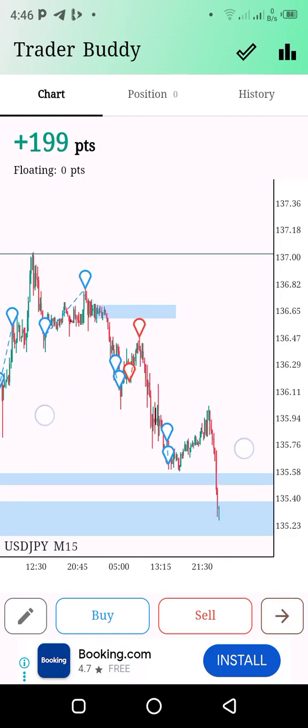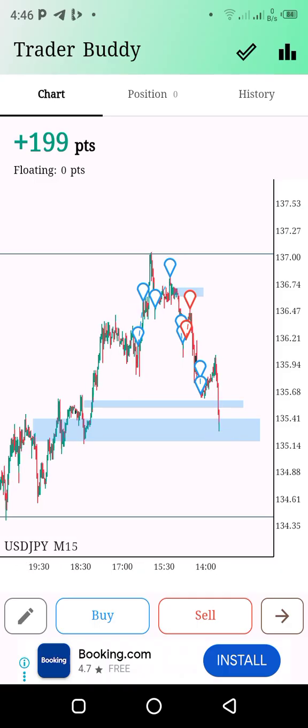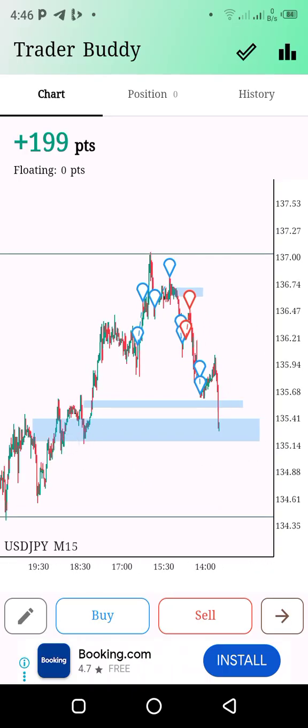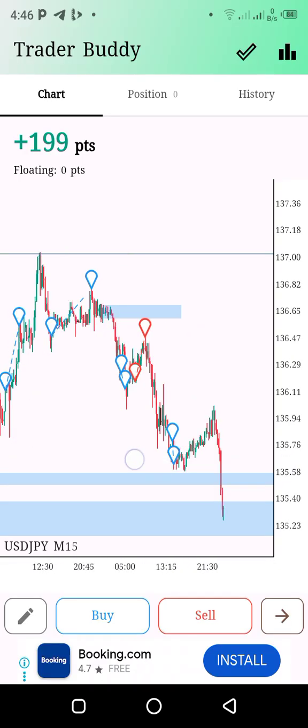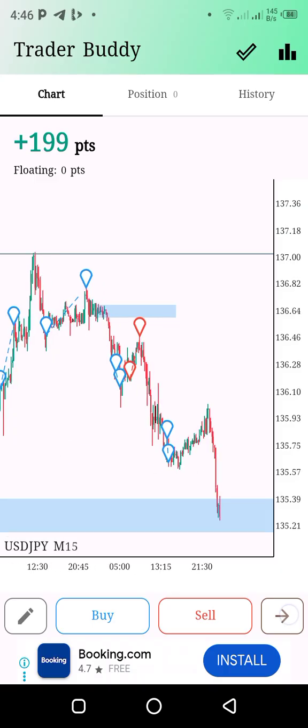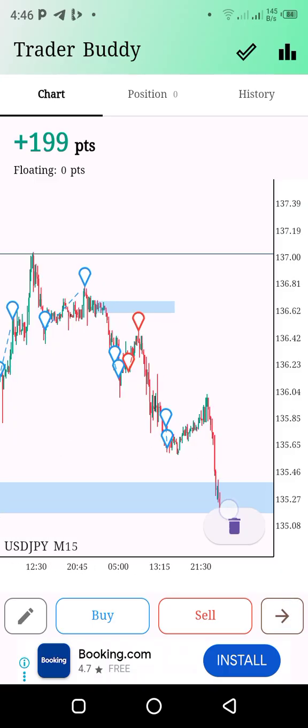So price rejected the first area of demand, the first demand zone, and it went into the second demand zone. Now, since we have already rejected, I have no clear bias for this trade, so I'll just simply close these demand zones. Let's first see this one. How does it hold? It's broken.